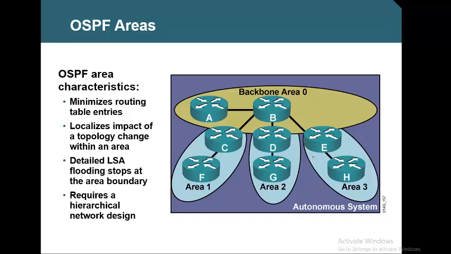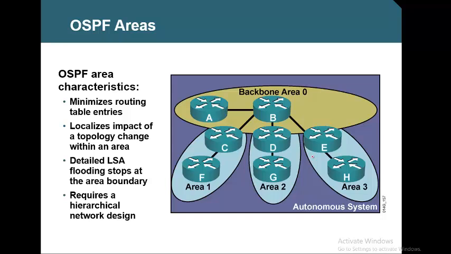Here it is. You can see the OSPF area characteristics. Minimize the routing table entries. How? On C, D, and E, you summarize the networks. So area 1 networks are summarized in C. As a result, A, B, D, G, E, and H learn only the summary of area 1. The size of the routing table in the other areas is minimized.